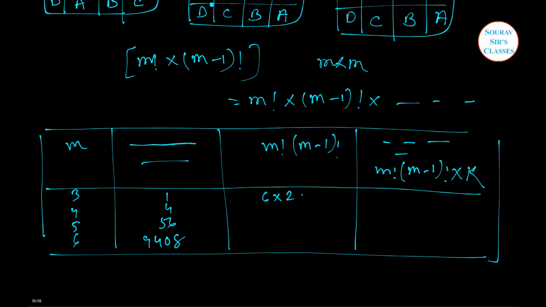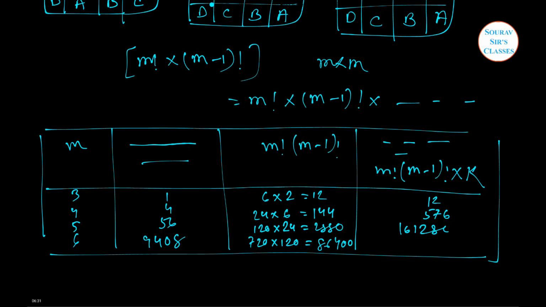Here 6 into 2 equals 12, 24 into 6 equals 144, 120 into 24 equals 2880, and 720 into 120 equals 86400. Here 12, 576, 161280 and 812851200. Thus we see that the total number of possible arrangements increases very rapidly as the value of m increases.